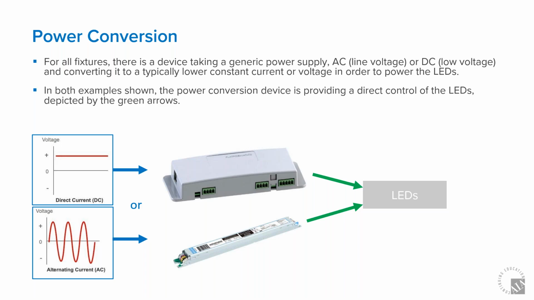So the top example is a node. It's an electronic node that basically has an input of DC power and has an output of DC power to the LEDs. Most of you are probably familiar with the bottom one, where it is the driver taking the AC current from the building system and converting it into DC so that it can light the LEDs.